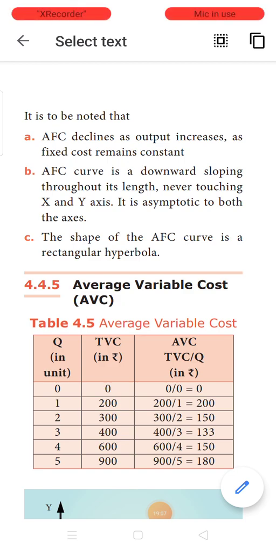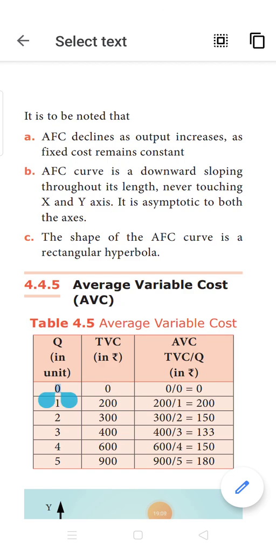So you could see the explanation of the curve. The AFC curve is declining as output is increasing, because total fixed cost remains constant. What sort of curve is that? It is a downward sloping curve throughout its length, but it will never touch the x-axis or y-axis. Next is the shape of the AFC curve. What is the shape? It is almost like a rectangular hyperbola. So these are the 3 points which have to be noted with respect to the nature of the average fixed cost curve.